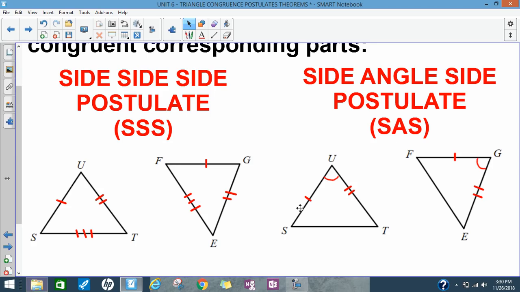Side angle side says if we know 2 pairs of sides are congruent and the angles between them are congruent, then we can say that the triangles are congruent. So notice that this angle U and this angle G are between the sides here that I have marked up. And so what we have here is side, angle, side.